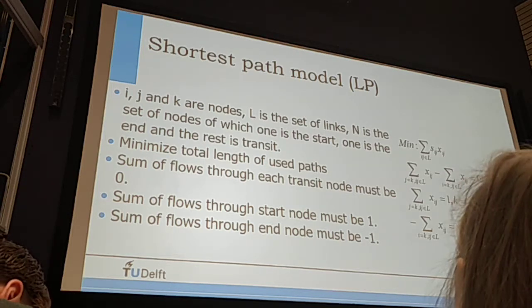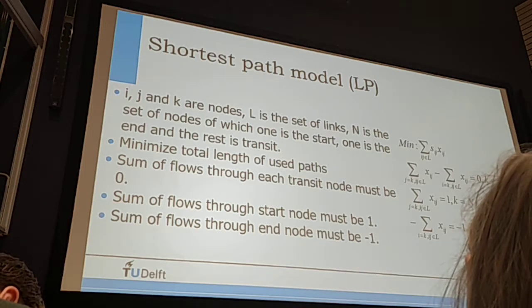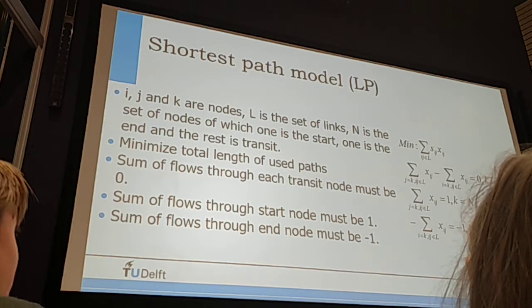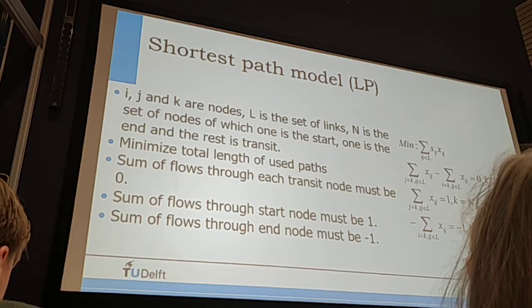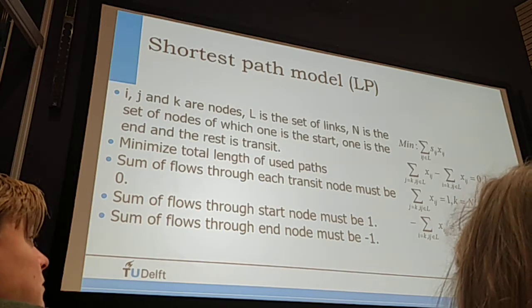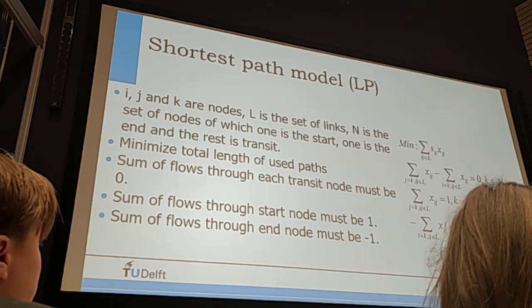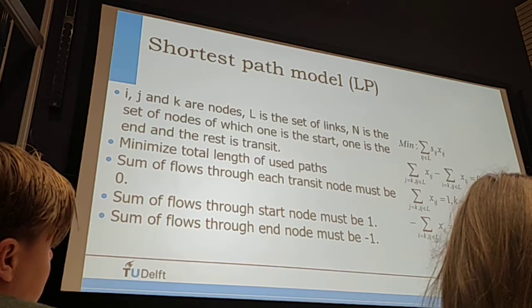But yeah, so it's basically a binary variable. So we want to minimize the total length of the path, so the length of each path times whether we choose it or not. Again, the sum of the flows for each transit node must be equal to 0, which is a fundamental network characteristic. So flows to the start node must be 1, and flows through the end node must be -1. And that's basically what the formula says.